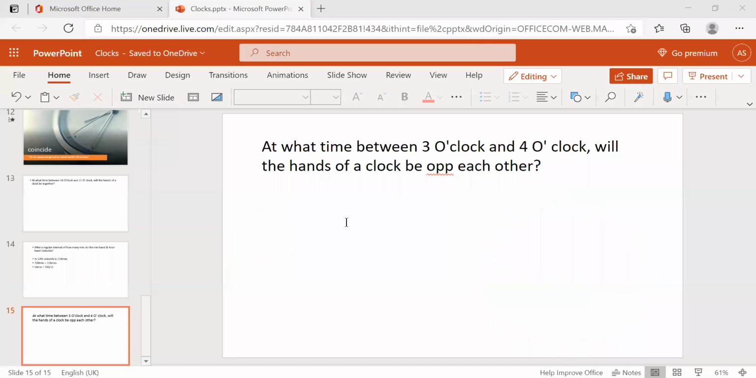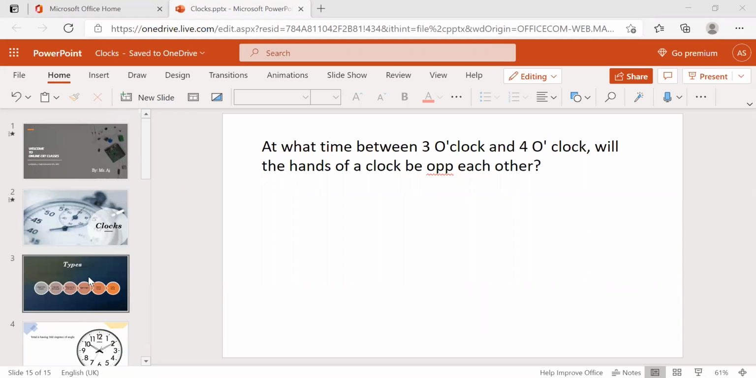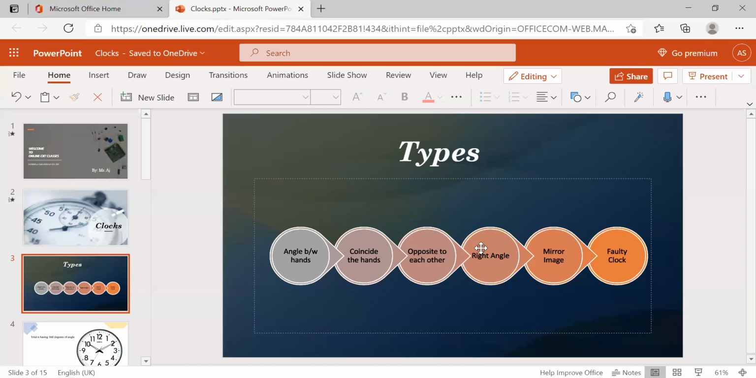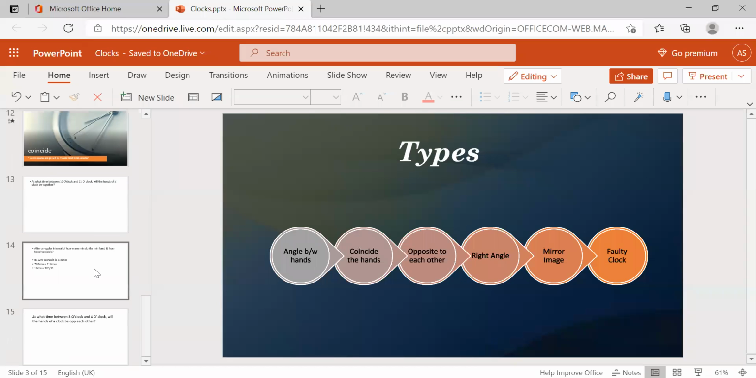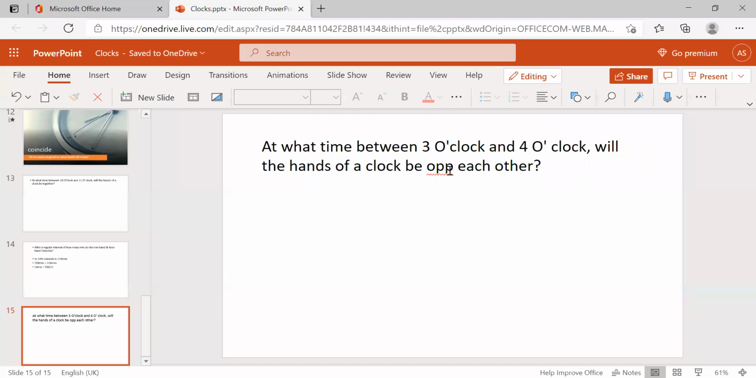Now, this is about the opposite angle, 180 degrees. Now we'll move to another type. What is that? Right angle. Okay. Just consider this, the same thing will happen with the right angle also. Every hour we will get a right angle. Right angle means it's nothing but 90 degrees between the two hands. Where will we get the 90 degrees between two hands?